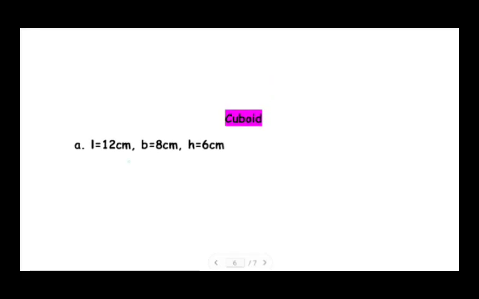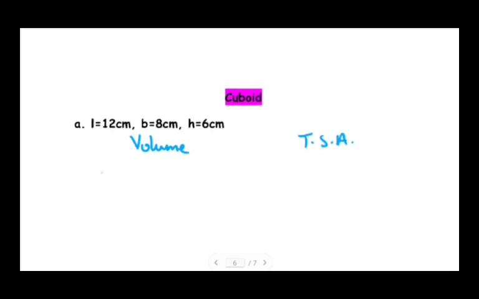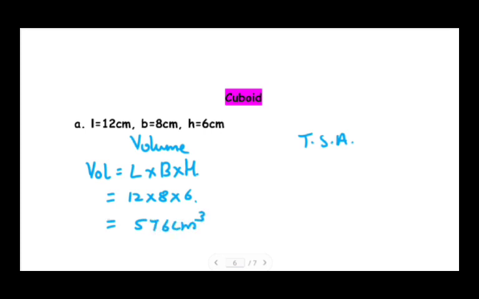Now we want the volume and TSA of a cuboid. So, what is the formula for the volume of a cuboid? Very easy. Length into breadth into height. Length is 12 centimeters, breadth 8 centimeters, and height is 6 centimeters. So, that comes up to 576 centimeter cube. That's the volume.